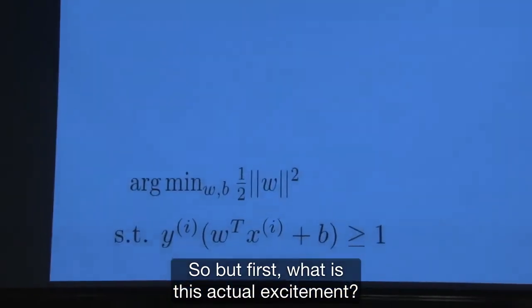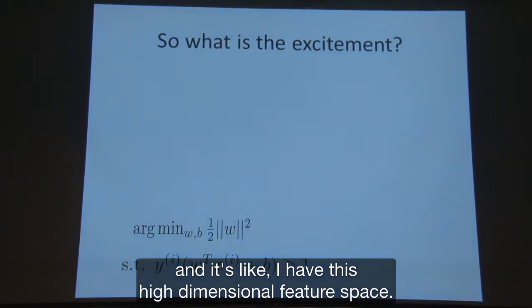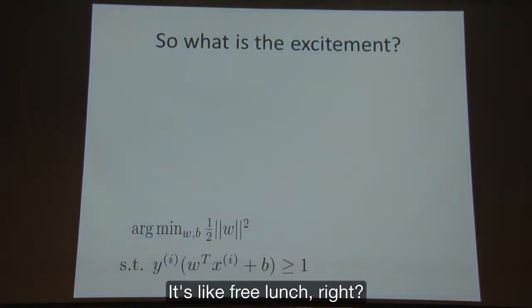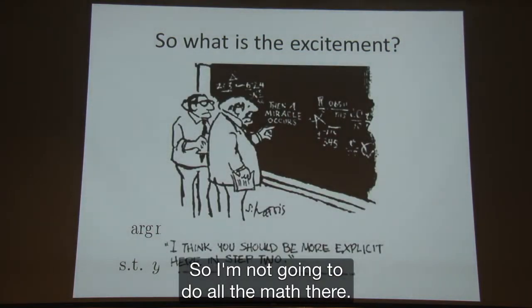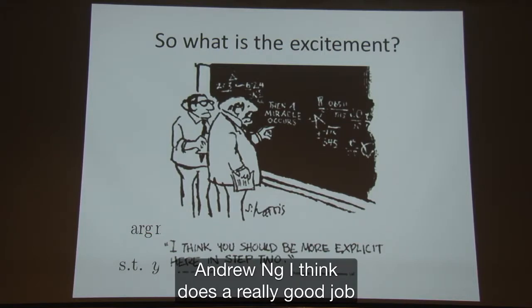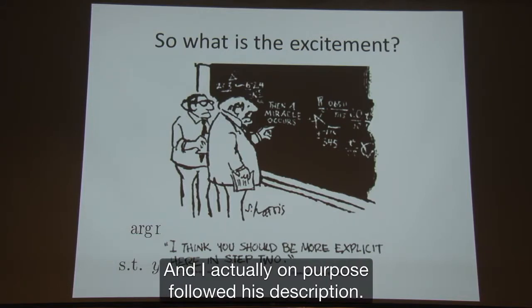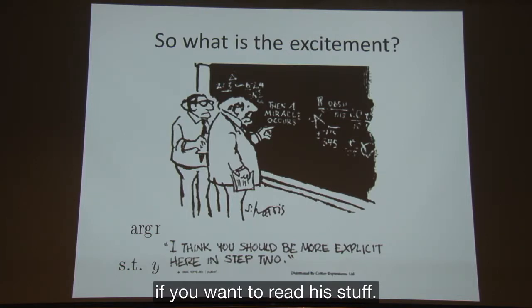But first, what is this actual excitement? I'm excited because I like the math, and it's like, I have this high-dimensional feature space, and I don't actually need to compute it. It's like free lunch, right? It feels like free lunch. So I'm not going to do all the math here. If you want, I have the link later on the slide. Andrew Ng, I think, does a really good job of explaining the math. And I actually, on purpose, followed his description. So you get a head start from my slide if you want to read his stuff.